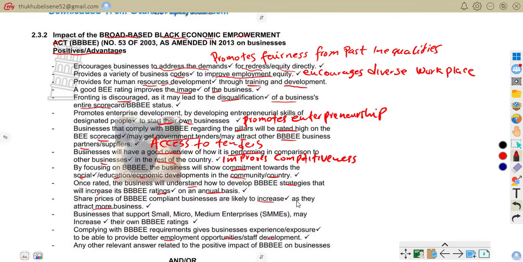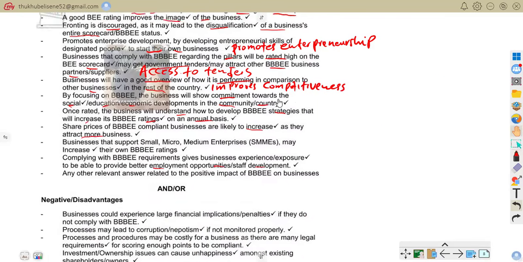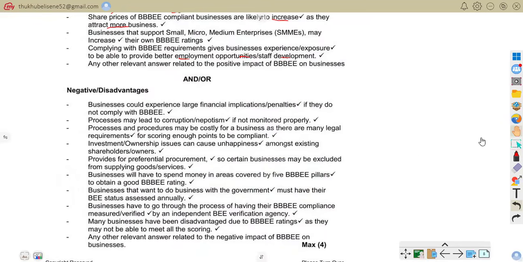So that is that. So now we are to move on to the negatives or disadvantages of this act. So here we are on negatives or disadvantages. As it says, business could experience large financial implications or penalties if they don't comply with BBBEE, with this act. So here we're talking about financial penalties that the business is going to face.